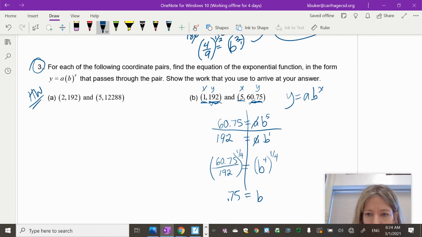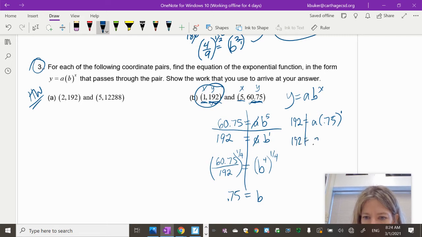All right, so now that I have my b value, I can substitute any xy pair. I'm going to choose this one because it's a little nicer to work with, no decimals. And I get 192 equals a times 0.75 to the first power. It's kind of nice when you're substituting with the first power, because that's the same thing as just 192 equals 0.75 times a. And then I can divide both sides by 0.75 to solve for a. And 192 divided by 0.75 is 256.